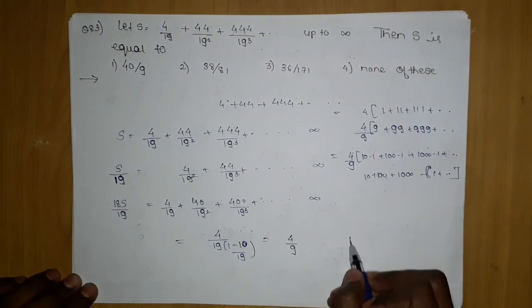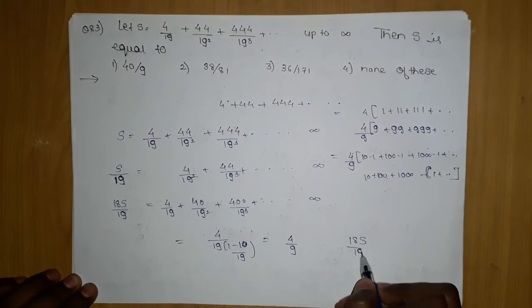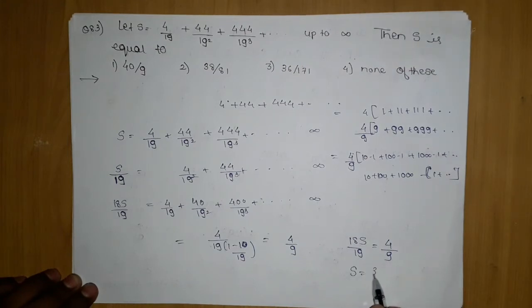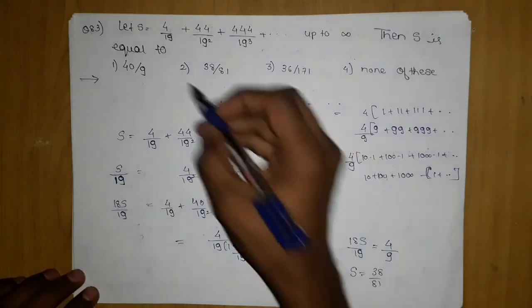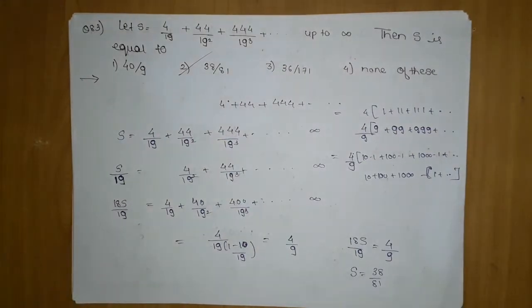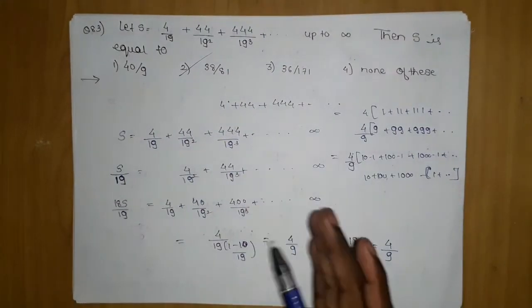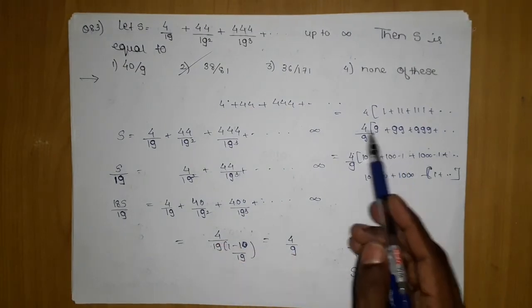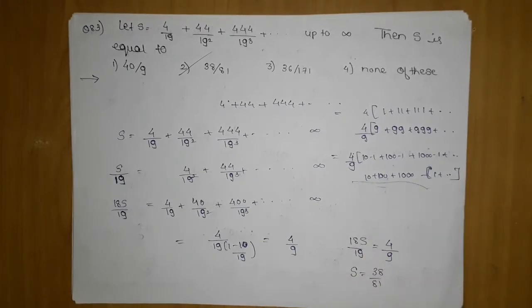So our 18S by 19 is 4 by 9. Then we will get S equals nothing but 38 by 81. So this is our answer, which is the second one. Hope you have understood. This is a special variety, not an AGP problem. One more doubt cleared. Many students take it as AGP, but I want to remind you that it forms a GP.